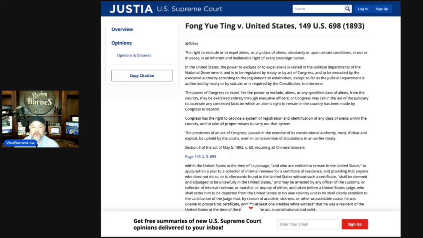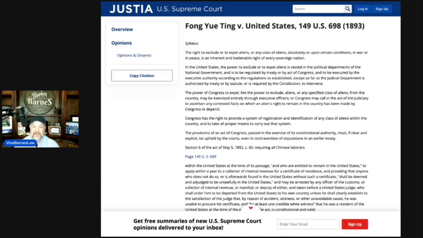The right to exclude or to expel aliens, or any class of aliens, absolutely or upon conditions, in war or in peace, is an inherent and inalienable right of every sovereign nation. In the United States, the power to exclude or to expel aliens is vested in the political departments of the national government. In other words, it is up exclusively to Congress and the president who gets in and who gets kicked out.